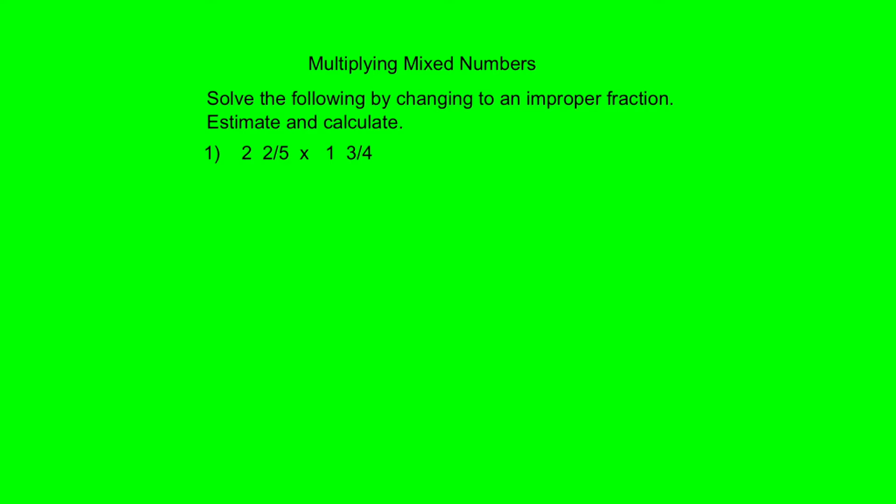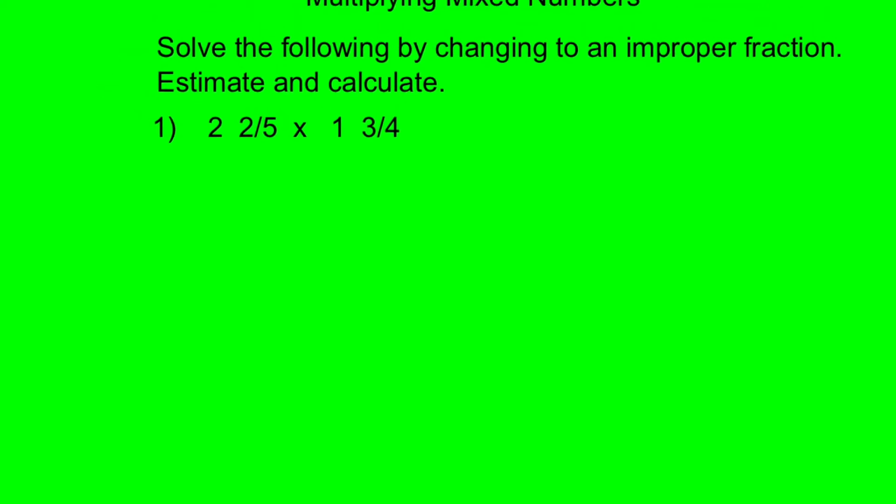So in my previous video on multiplying mixed numbers, we looked at multiplying mixed numbers with the area model, which has a lot of great mathematics, but it's not efficient. So what I want to do in this video is show a way to efficiently get a product when you're multiplying two mixed numbers. So we'll take a look at an example here.